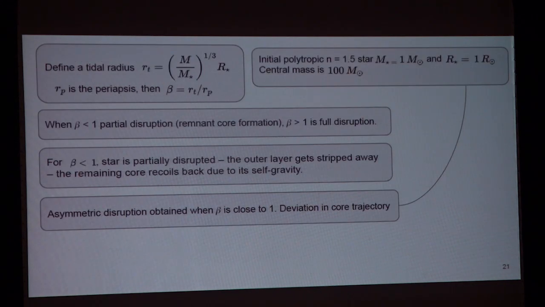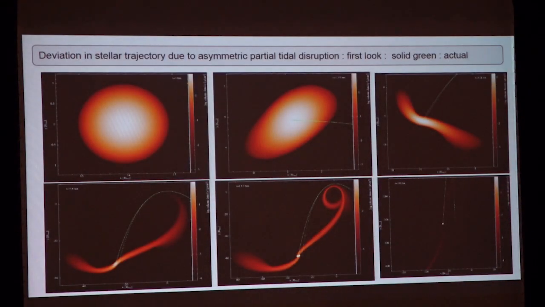numerically. This is how a typical asymmetric tidal disruption looks. You start with spherical symmetry, then it starts getting deformed, there is more deformation, and there is a central object over here. Some part gets detached and forms the usual accretion disk, some part becomes unbound, and finally you have a core left.